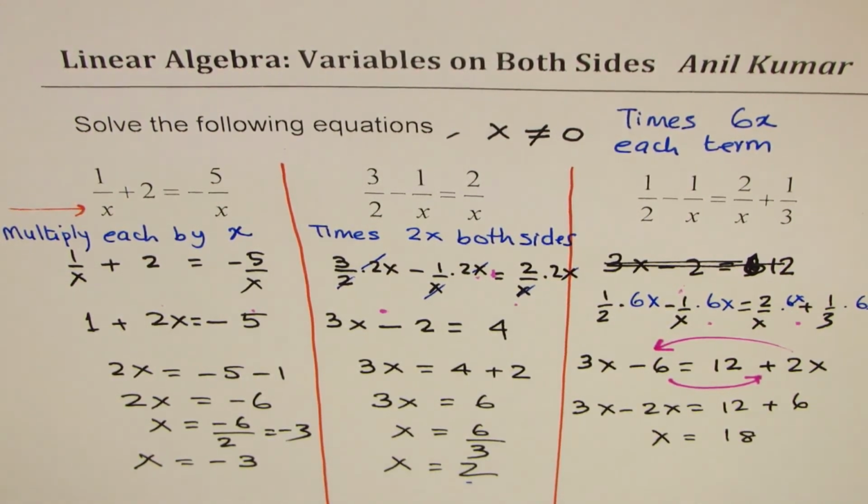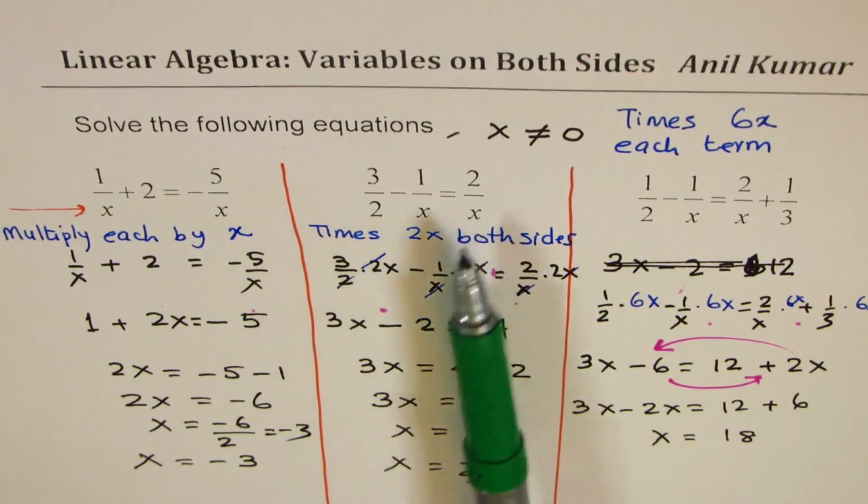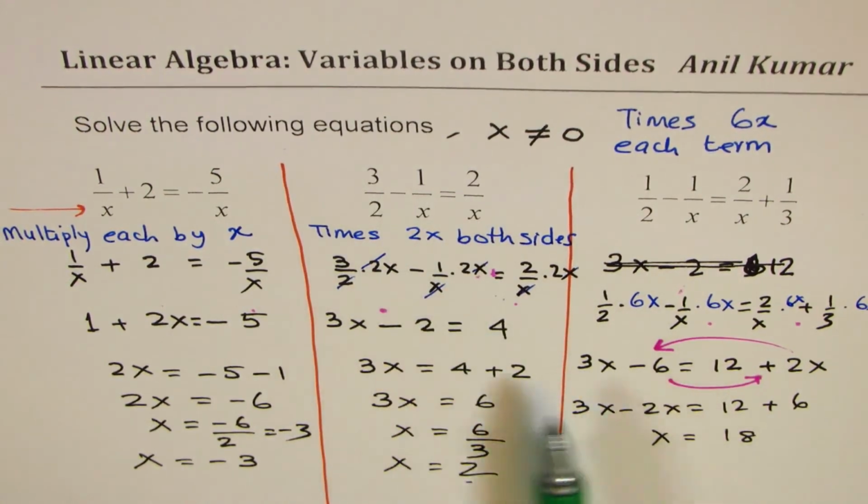So what we learned here is that you could keep the variable in any one side to solve. Prefer to move it in a way so that its coefficient is positive. That saves one extra step.